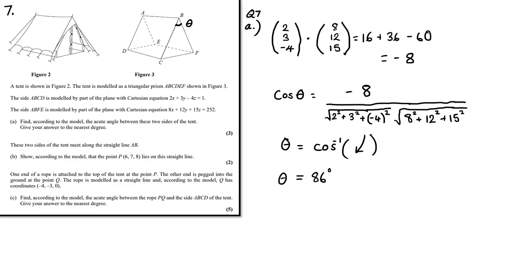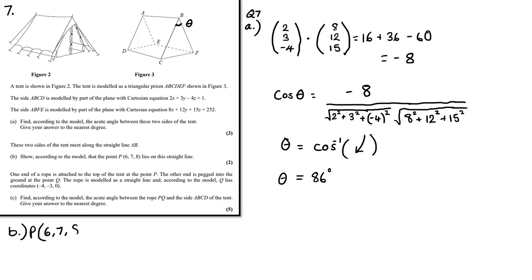So that's part A done. Now for part B, we're told these two sides of the tent meet along the straight line AB. So this is AB here at the top. And we just want to show for part B, just for 2 marks, that according to the model, the point P, 6, 7, 8, lies on this straight line. So 6, 7, 8 here for P.